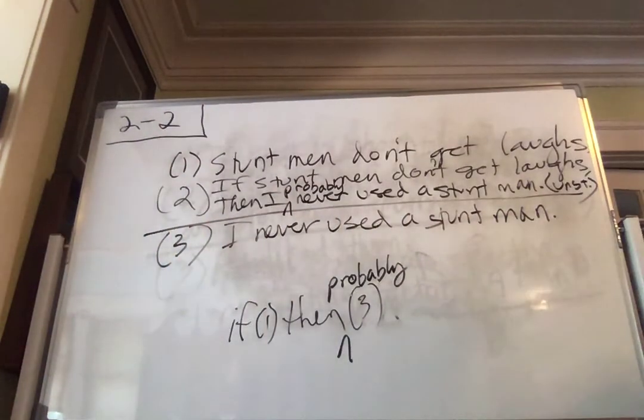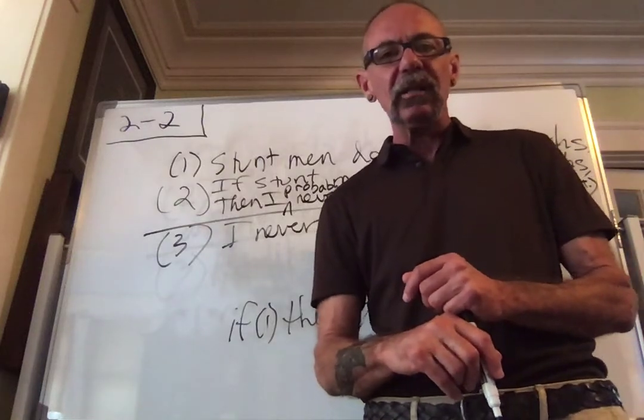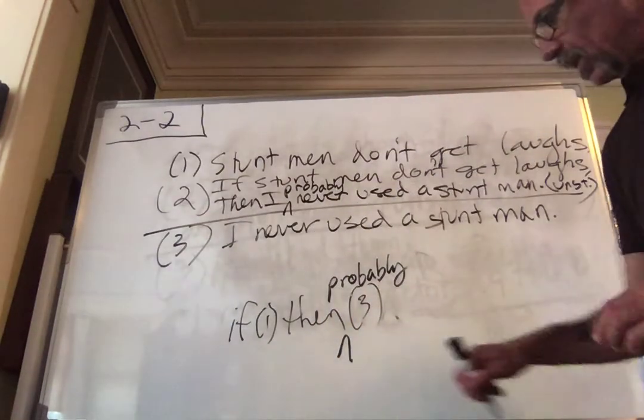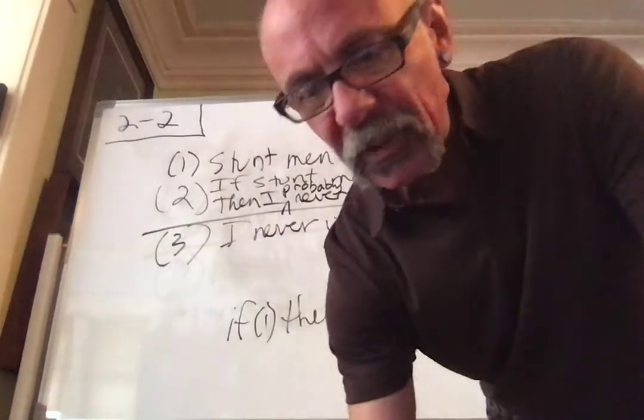never used a stuntman. Now, if 1 and 2 are true, it would be possible for 3 to be false, so this is not valid. However, if 1 and 2 are true, it would be very unlikely for 3 to be false, so this is strong. Okay, I hope this has been helpful to you.